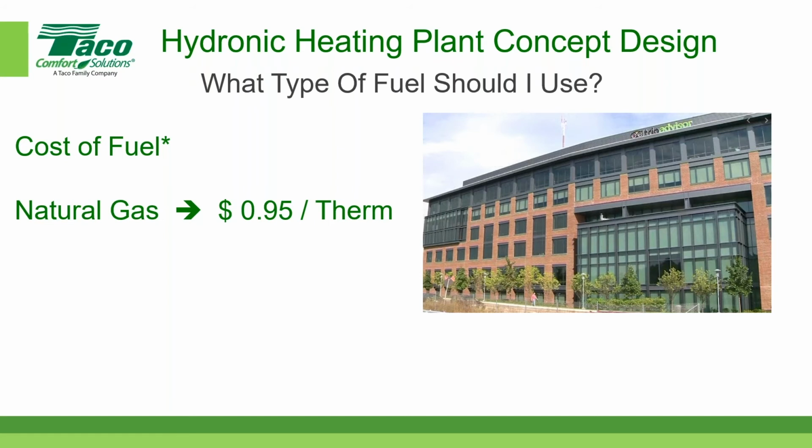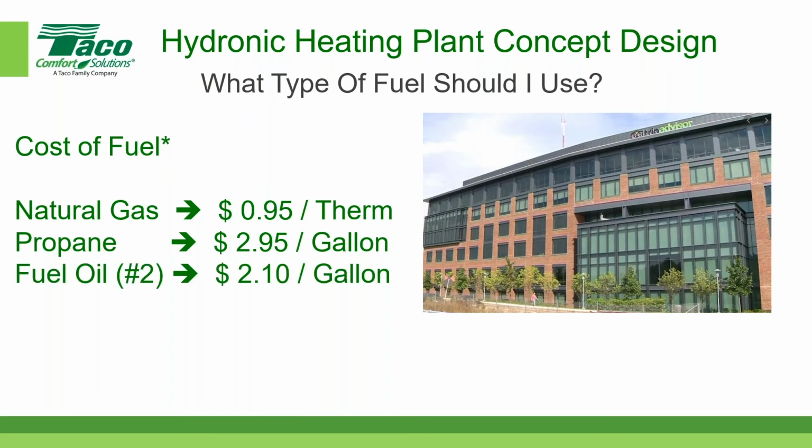I have a little chart for you guys to look at. Propane is about $2.95 per gallon. And fuel oil number 2 is averaging about $2.10 per gallon. Now, these are average values that are available. When someone has a large building, they typically negotiate their fuel costs on either an annual or a multi-year basis.